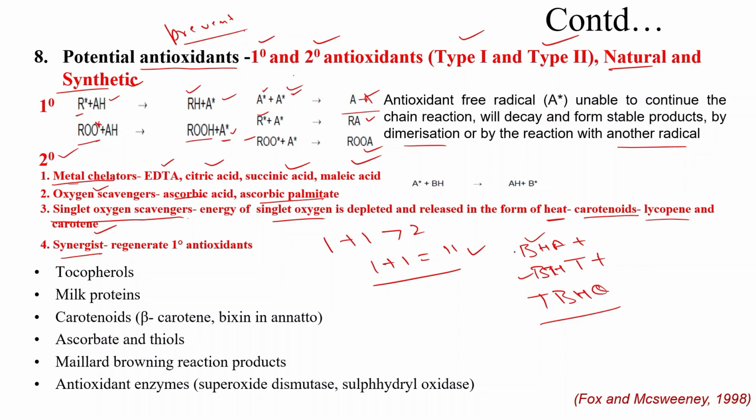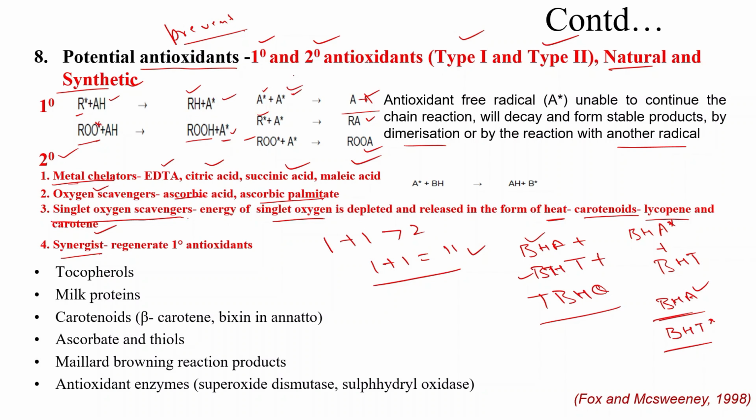Now say we are using BHA and BHT. First BHA will get converted to a free radical, and then BHT will provide a hydrogen atom to this free radical, and it will regenerate the primary antioxidant. So synergistic antioxidants regenerate the primary antioxidants and themselves form a stable product. They will form the stable product by dimerization or by reaction with another radical. So these are synergists.